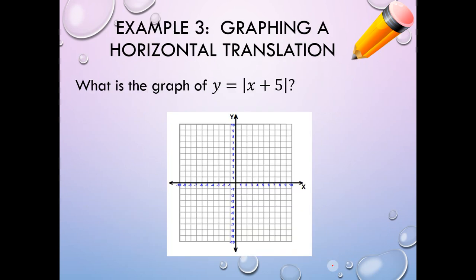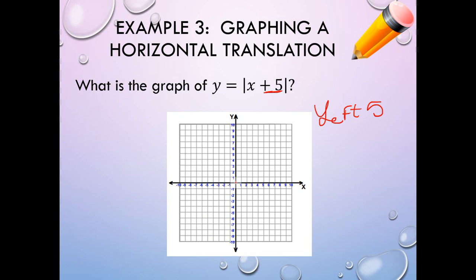So let's graph this horizontal translation. They say y equals absolute value of x plus 5. So I need to figure out, am I moving left or am I moving right? Because I notice my number is inside the absolute value bars. So I'm going to remember it's opposite of what I think it should be. So I'm going to say, oh, it should be to the right because it's positive, right? But I know it's opposite. So I have to go to the left 5 because that's the number they gave me.